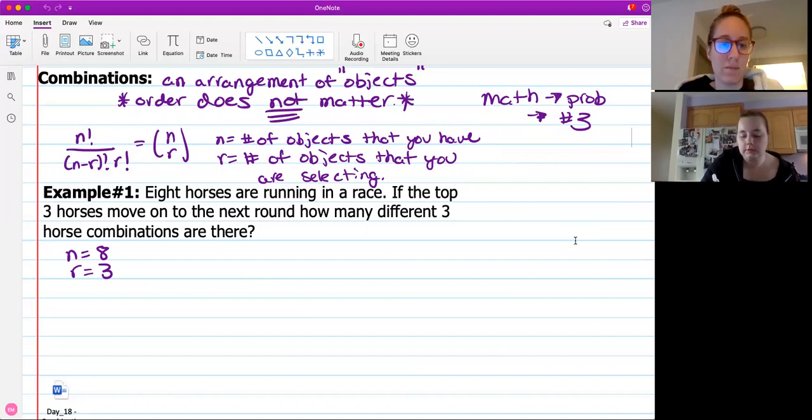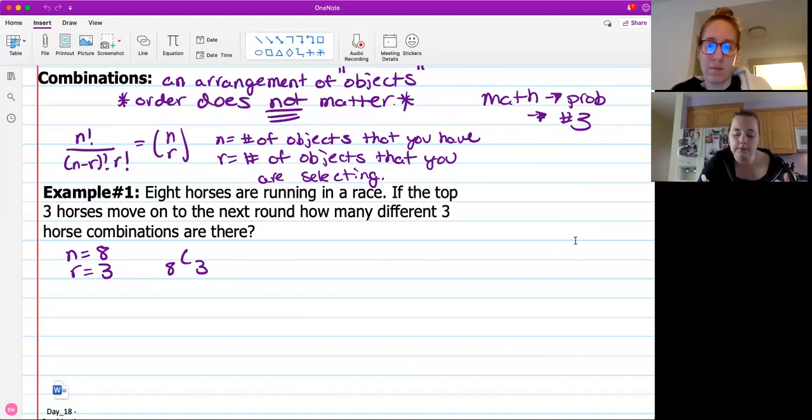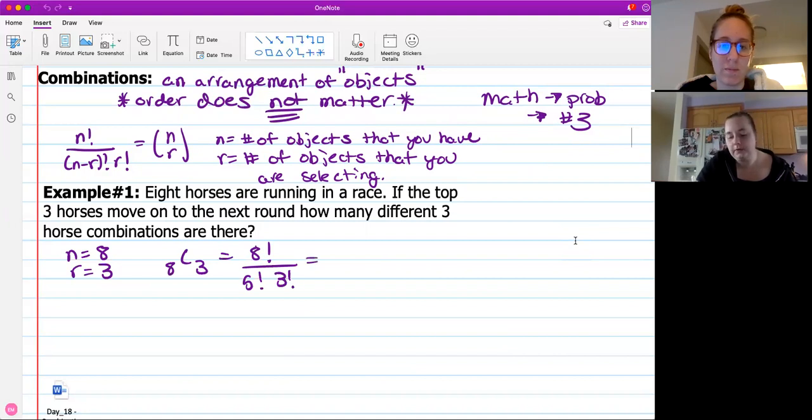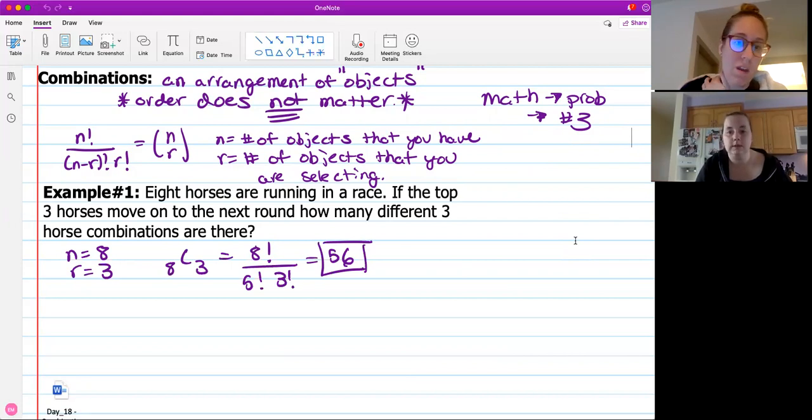And from there, you're just going to have 8 choose 3, and you can plug it into your formula and do it visually, so we would have 8 factorial over 5 factorial times 3 factorial, and this would just equal 56. So there's 56 different combinations of horses that you could have moving on to the next race. Not too much harder than yesterday. I kind of think these are nicer because order doesn't matter, so you don't have to think as much. But yeah, anything to add, Miss Lastly?